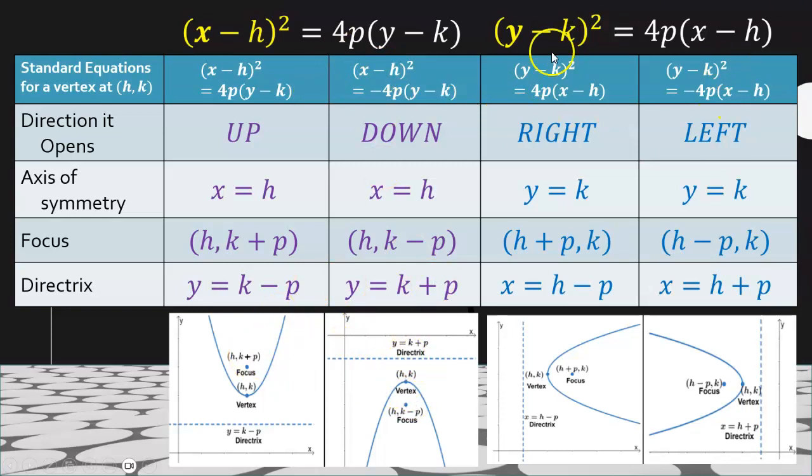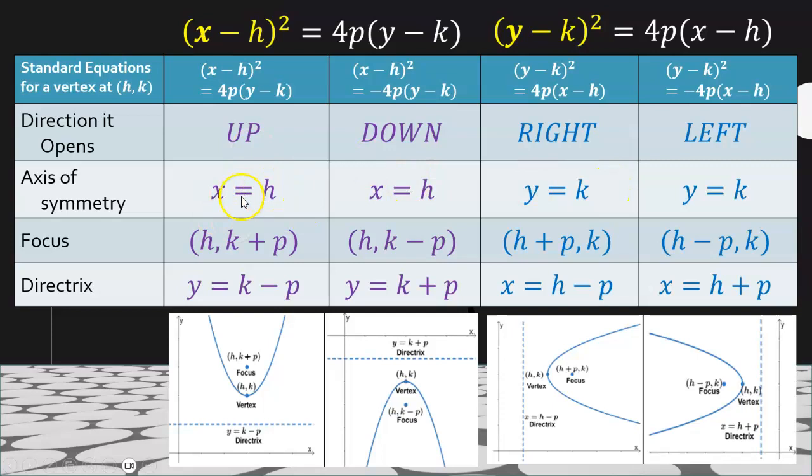So now let's skip over to this other side. If it's the y that's being squared, and the x just stays an x, then that's going to be one of these unique ones where it's going to open right or left. Now if you notice, this is not a function because it fails the vertical line test, but we can still have an equation for it. If the 4p is positive, it's going to open to the right. If the 4p is negative, then it's going to flip horizontally and open to the left.